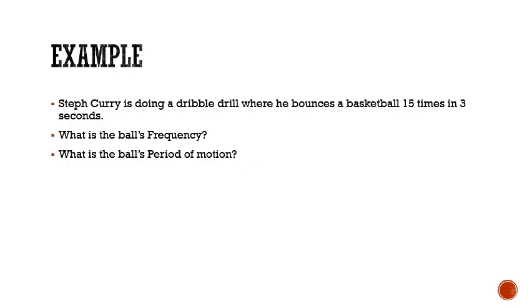Here's an example. Steph Curry is doing a dribble drill where he bounces a basketball 15 times in 3 seconds. What is the ball's frequency? Well, frequency is number of cycles over time. So that would be 15 divided by 3, which would be 5 hertz. What is the ball's period of motion? Well, period would be time over number of cycles. So that would be 3 divided by 15, which works out to 1/5, which as a decimal would be 0.2 seconds.